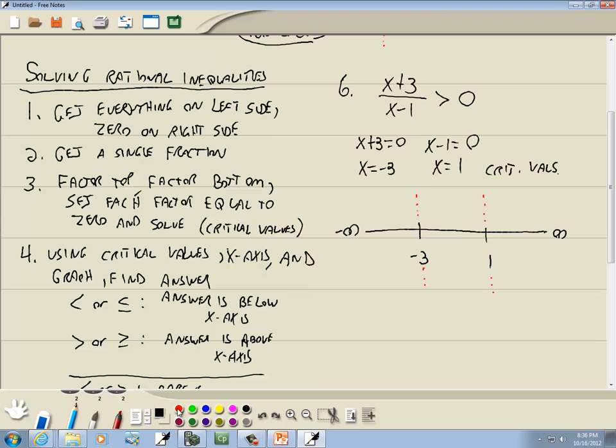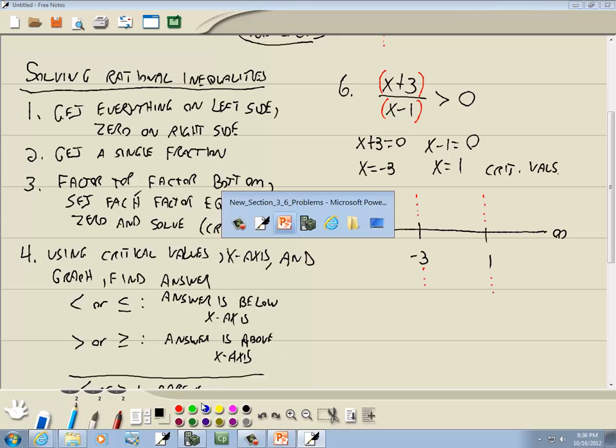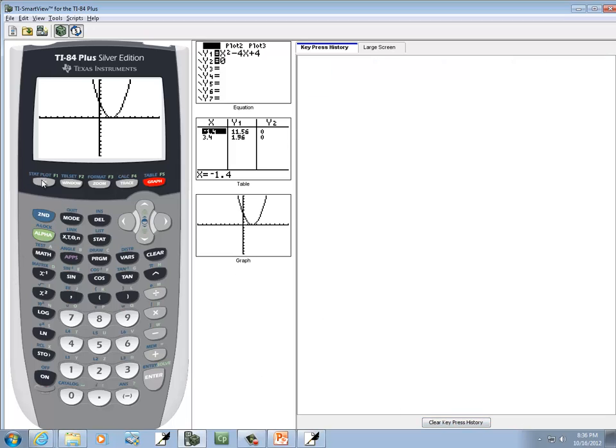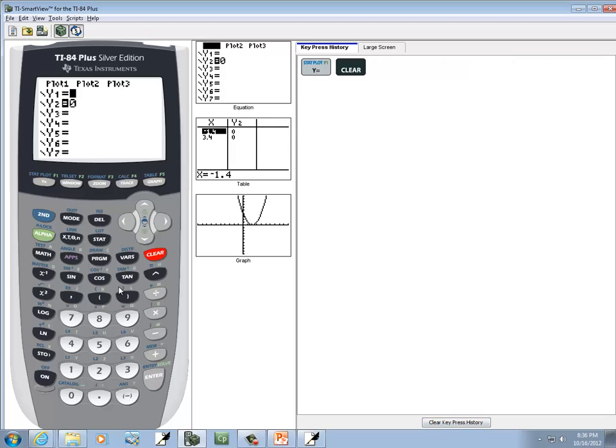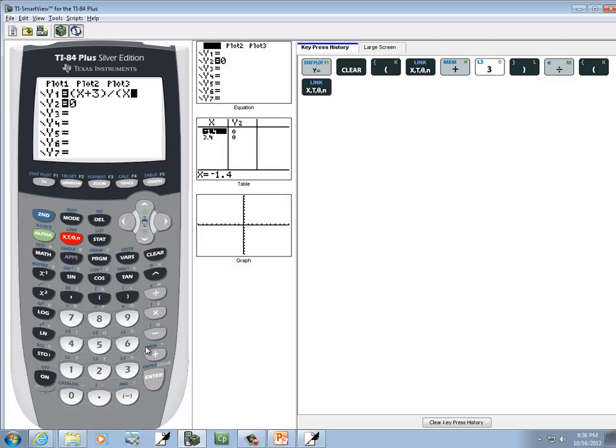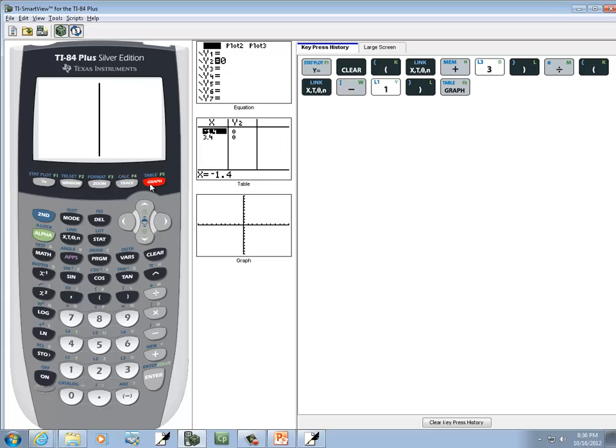Now let's go look at our graph. The key to graphing a rational is put parentheses around the top, parentheses around the bottom. So let's go plug this in. So press y equals, clear. Do a beginning parenthesis, x plus 3, closing parenthesis, divided by, beginning parenthesis, x minus 1, and then closing parenthesis. And then graph.